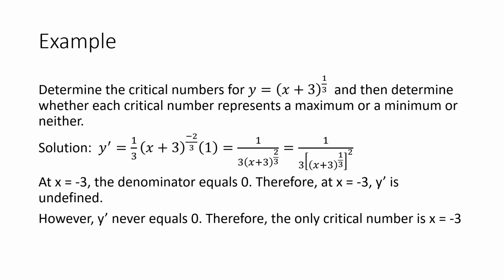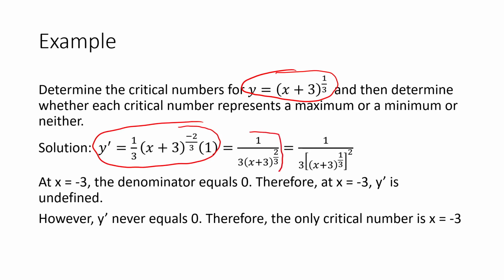Now, for this next question, we're going to determine critical numbers for the function shown, y equals x plus 3 quantity to the 1/3, and determine whether each critical number is a maximum, a minimum, or neither. So to determine the derivative of that, we're going to need the chain rule. And so doing a pretty straightforward chain rule opportunity, we have 1 over 3 times the quantity x plus 3 to the 2/3.